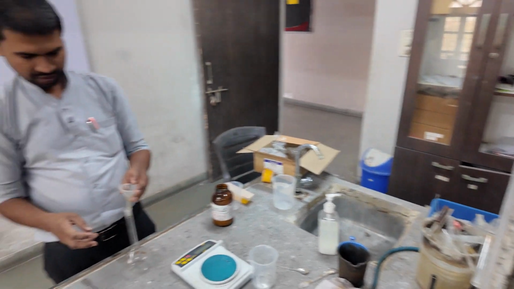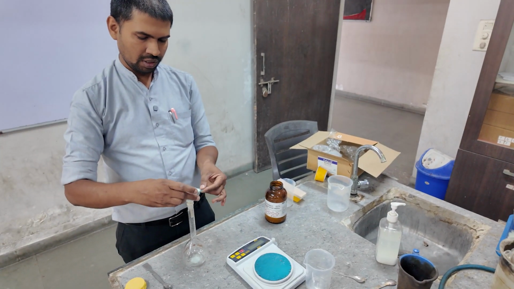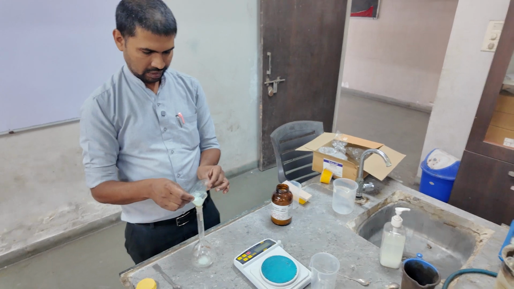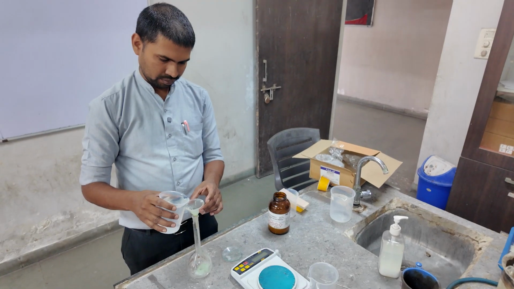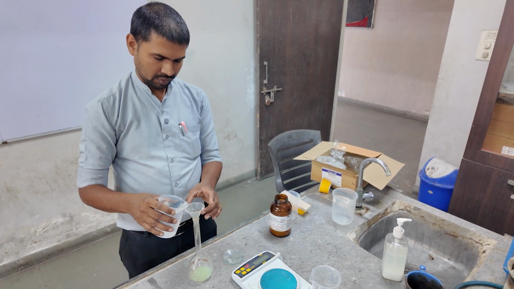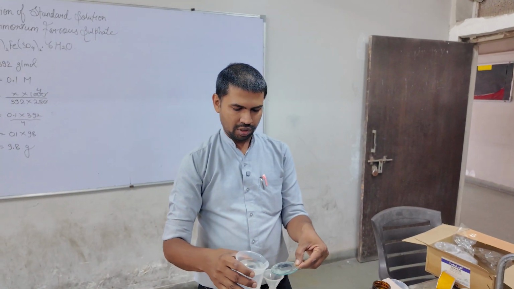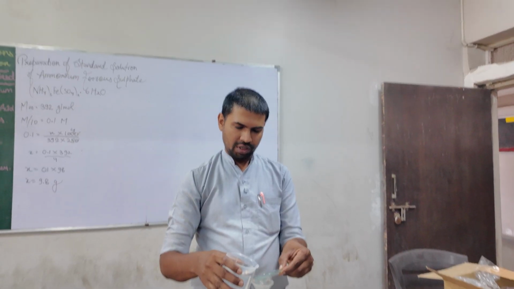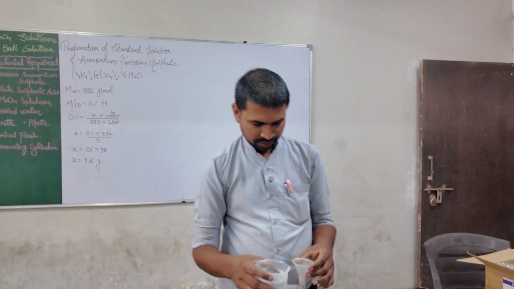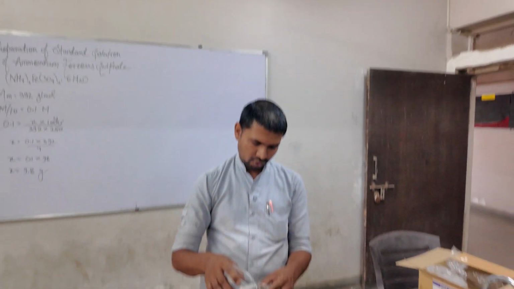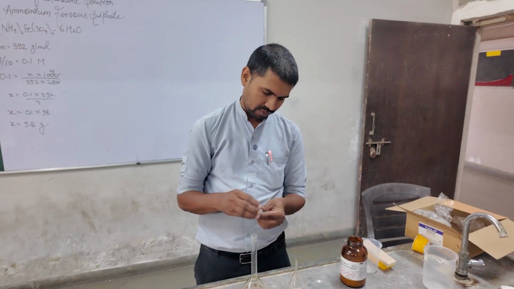Take the funnel, transfer the salt slowly. Add the water. Again make sure that whatever the amount of the salt is in the watch glass, transfer it into the volumetric flask. Now add some water, then dissolve it.